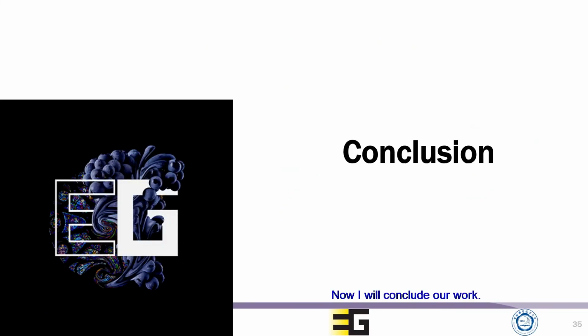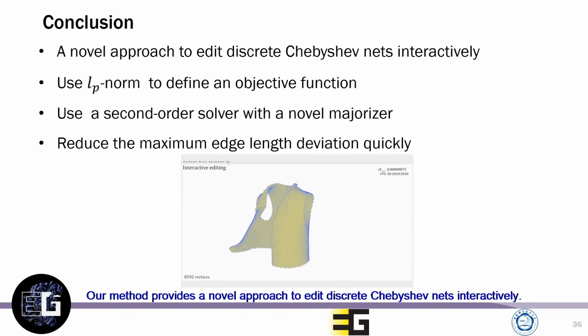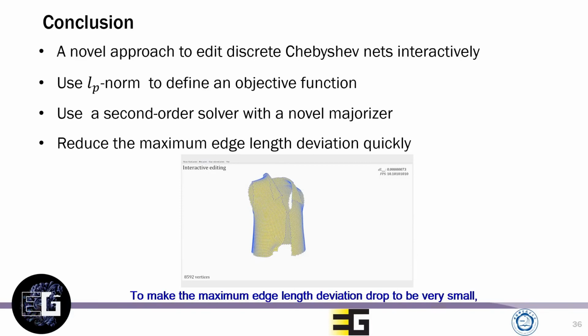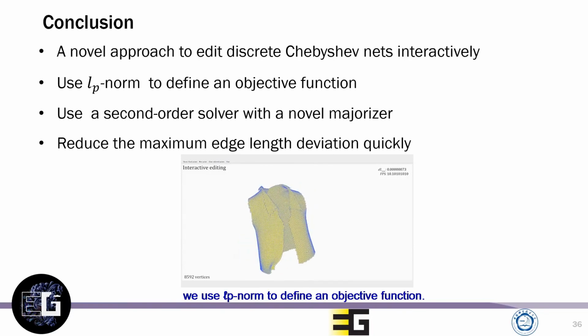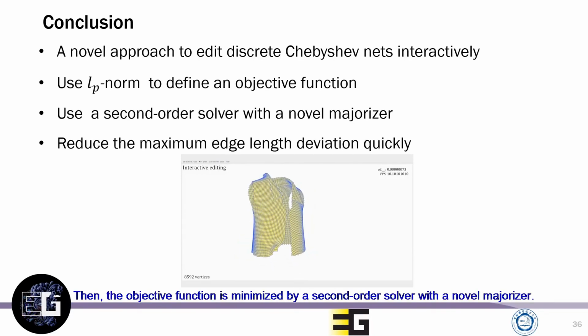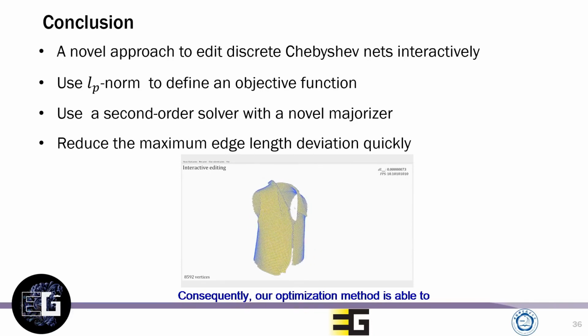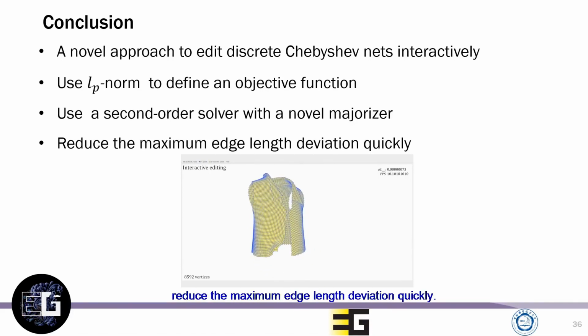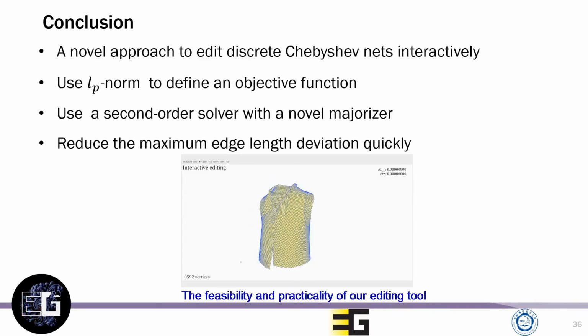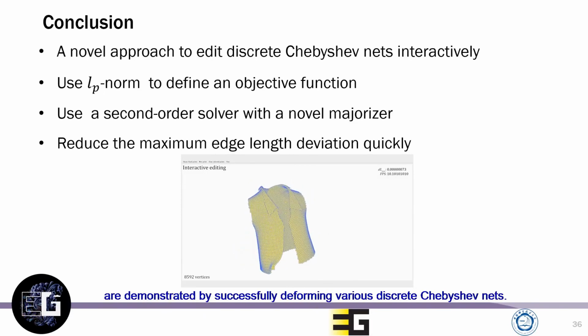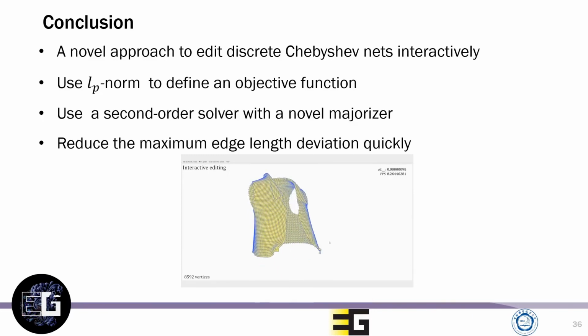Now I will conclude our work. Our method provides a novel approach to edit discrete Chebyshev nets interactively. To make the maximum edge length deviation drop to be very small, we use the Lp norm to define an objective function. Then, the objective function is minimized by a second-order solver with a novel modulator. Consequently, our optimization method is able to reduce the maximum edge length deviation quickly. The feasibility and practicality of our editing tool are demonstrated by successfully deforming various discrete Chebyshev nets.